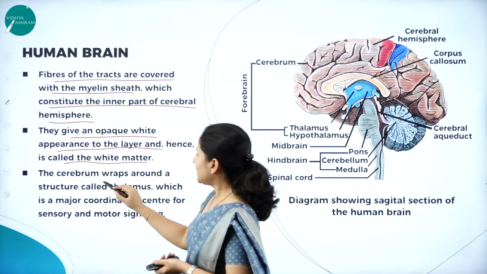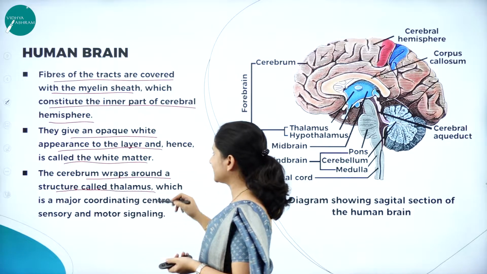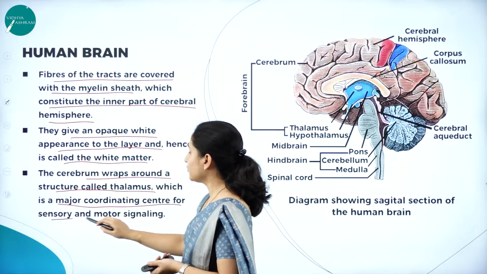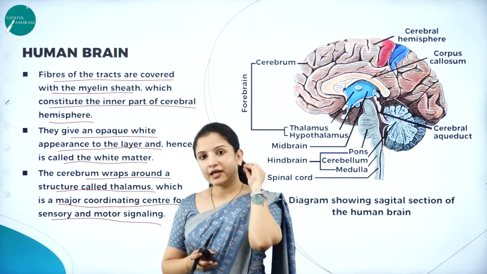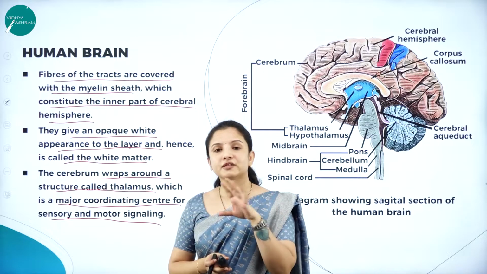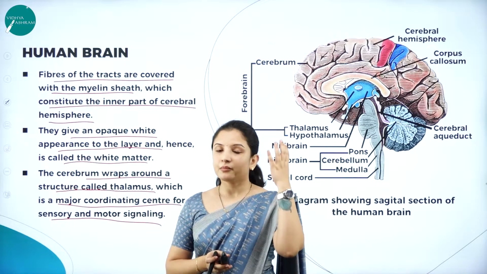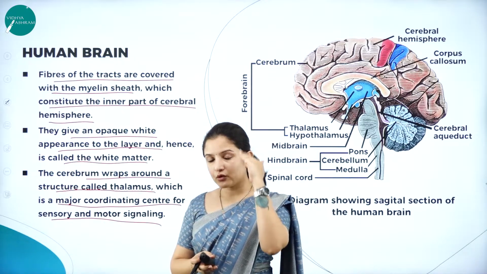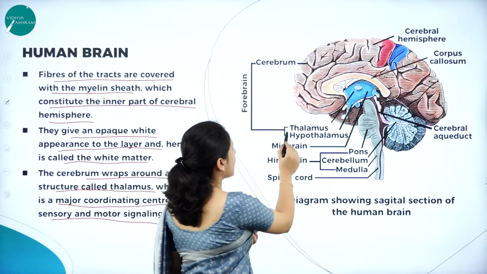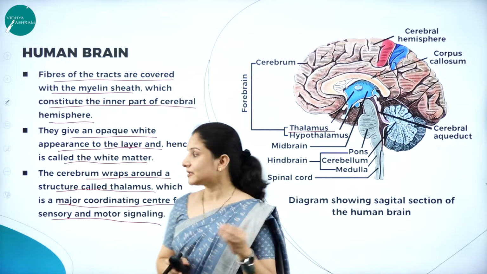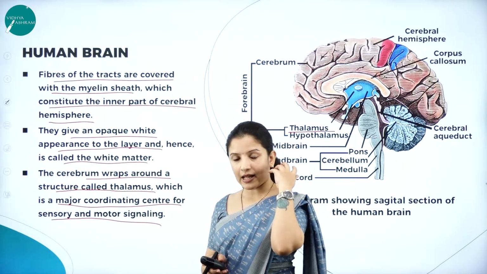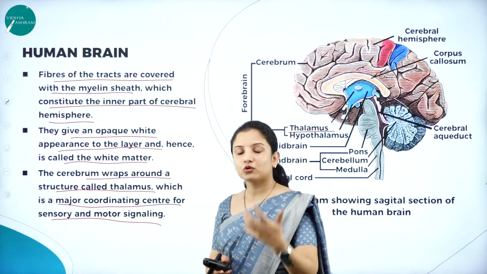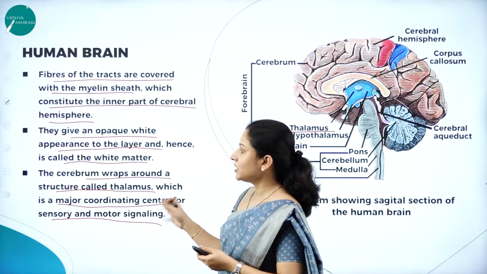And the cerebrum wraps around the structure called the thalamus, and this thalamus is a major coordinating center for sensory and motor signaling. So, the cerebral hemispheres do not participate in any sensory or motor signaling. I told you, their main function is memory and communication only, right? But in the forebrain, below the cerebrum, there is the thalamus and the hypothalamus, right? Especially the thalamus region of the brain is the one that actually coordinates with the sensory organs and with the motor signaling and all that. So that is the function of the thalamus here.